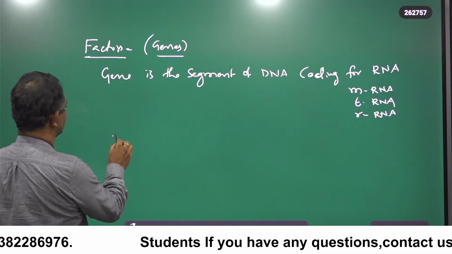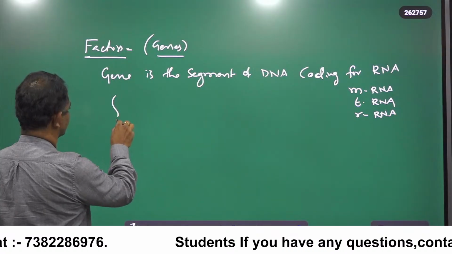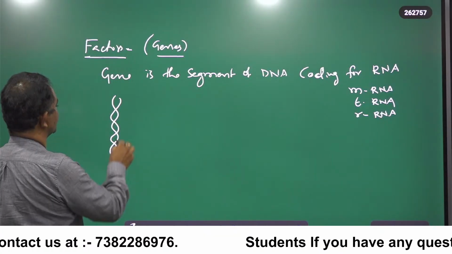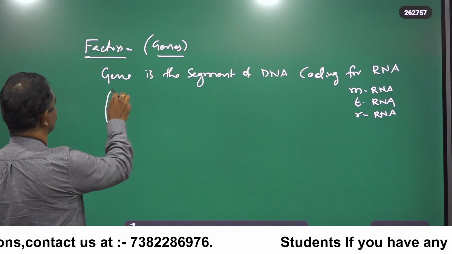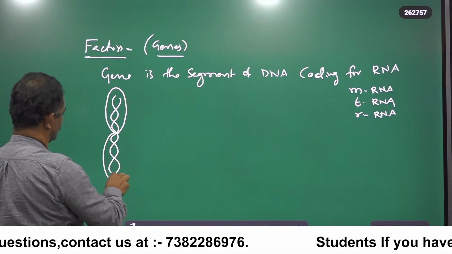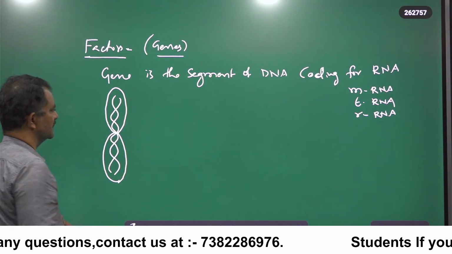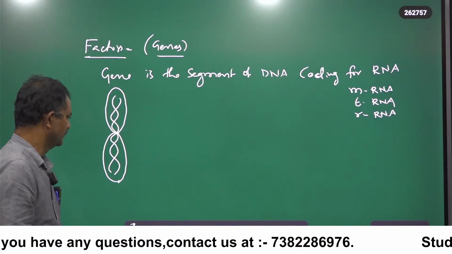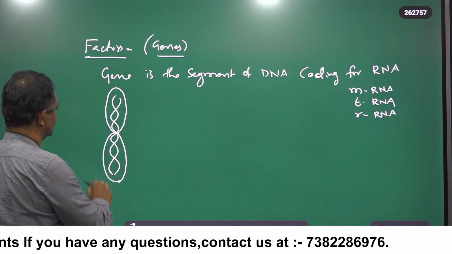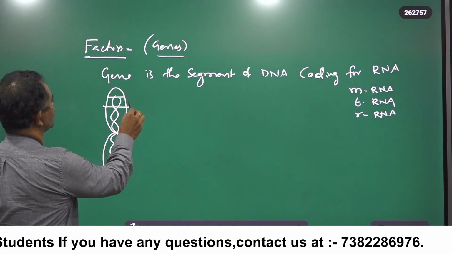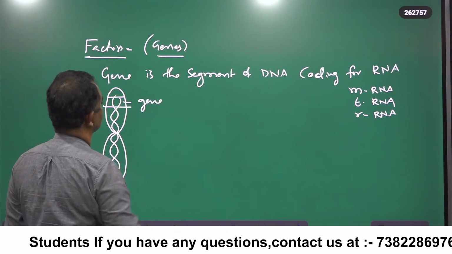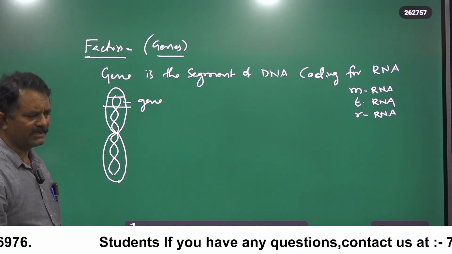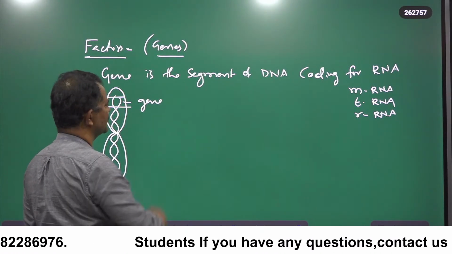Where is the location of DNA? This is the DNA, and it is located in the chromosome. Every segment of it is nothing but a gene. There are thousands of genes present in the 46 chromosomes of a human being.